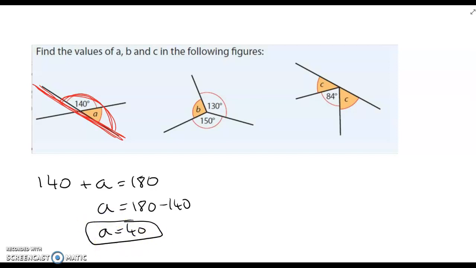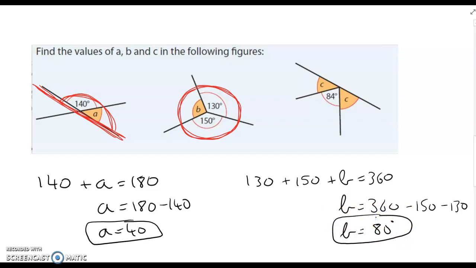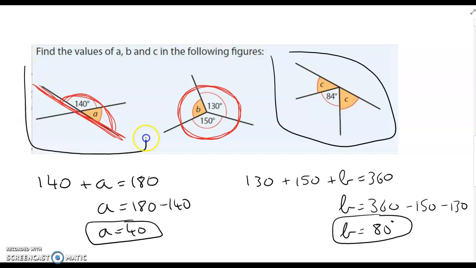Now in the other one, here in the second middle question, we're not using a straight line. We're using a whole circle. And in a whole circle, they all add up to 360. So we'd need to say 130 plus 150 plus B will add up to 360. Leave B where it is and bring the other numbers over. And you're left with B is equal to 280, is equal to 80 degrees, I think. I'm doing that quick in my head now. Double check that. And the very last one, this one here, is done the same as this one here.